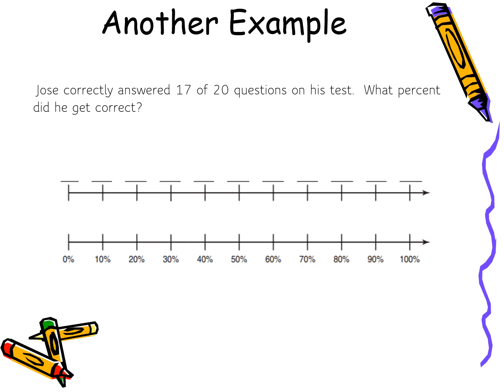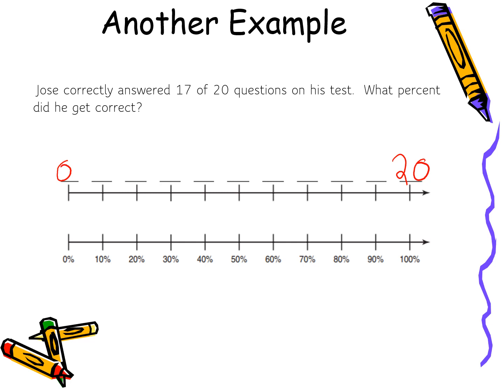So it says Jose correctly answered 17 of 20 questions on his test. What percent did he get correct? So we notice that 0 to 100%, that's 10 parts. So we will count. We know that if you have 20 correct, you will have 100%. We know that if you have 0 correct, you will have a 0%.